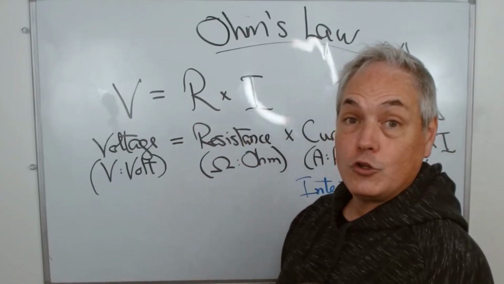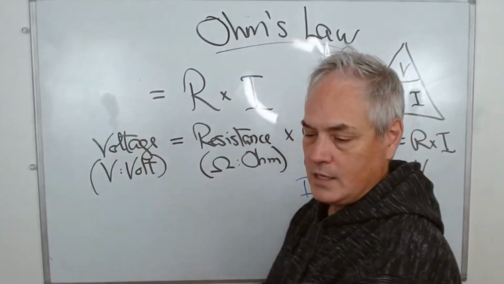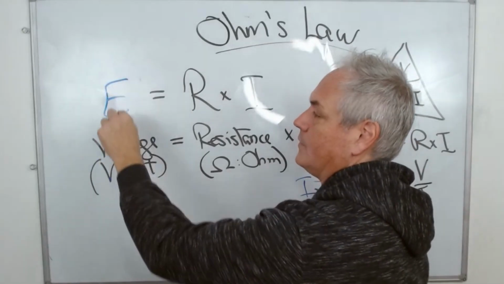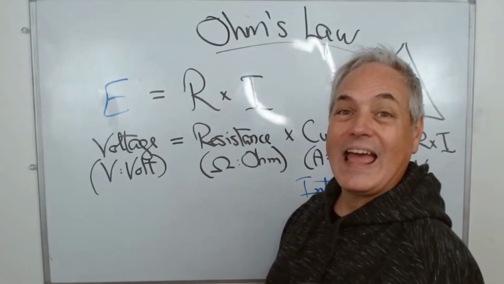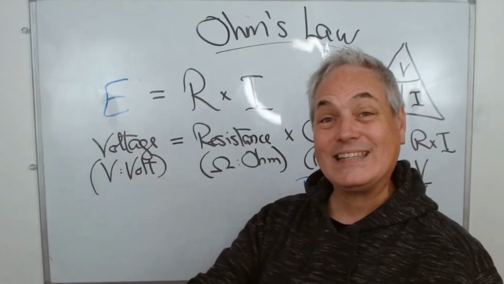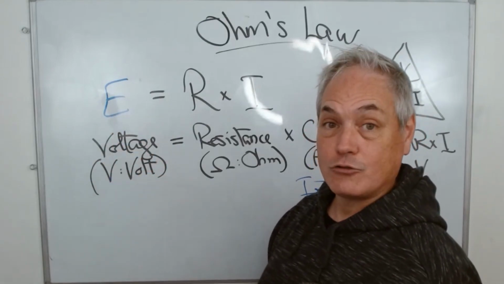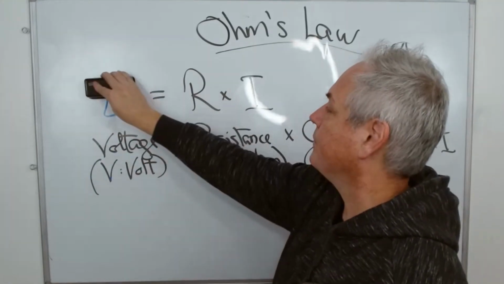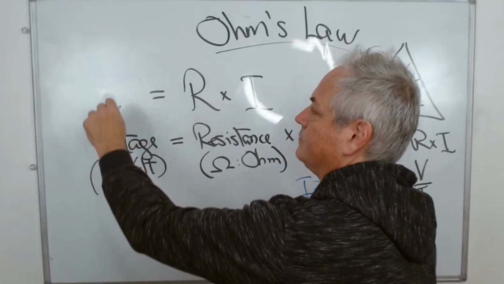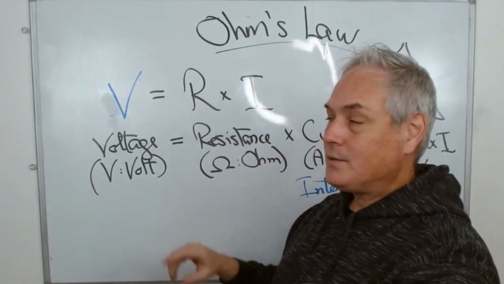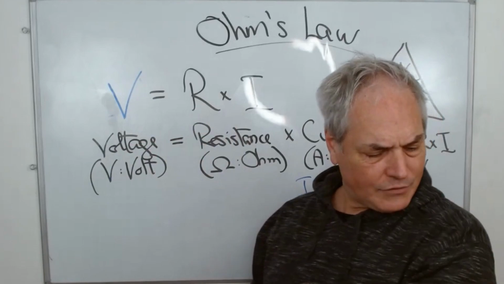Some of you, if you're in Europe, some places use an E here. They use an E for energy, because the voltage, or the potential difference, is the energy of the electrons. But here in Canada, I'm going to keep the V here. Perfect.